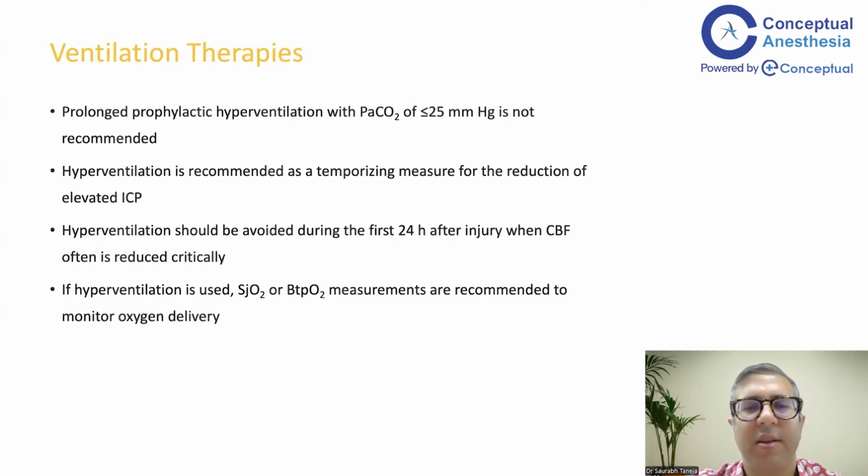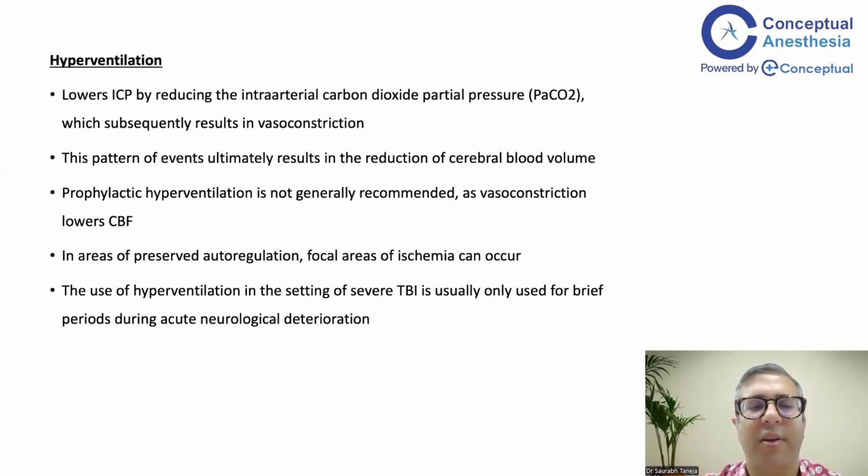Prophylactic hyperventilation is not recommended. Only in patients who are being planned for neurosurgical intervention and are having immediate signs and symptoms of brainstem herniation can you think about hyperventilation for a short duration of time. It's a temporizing measure for reduction of elevated intracranial pressure. Hyperventilation should be avoided during the first 24 hours. And if you are using it, you have to measure the brain oxygen levels or the jugular oxygen levels, ideally, to monitor the oxygen delivery to the brain. So hyperventilation is not a routine process. It is actually very dangerous to the patient. It is only to be used in patients planned for neurosurgical interventions when they have signs and symptoms of herniation.